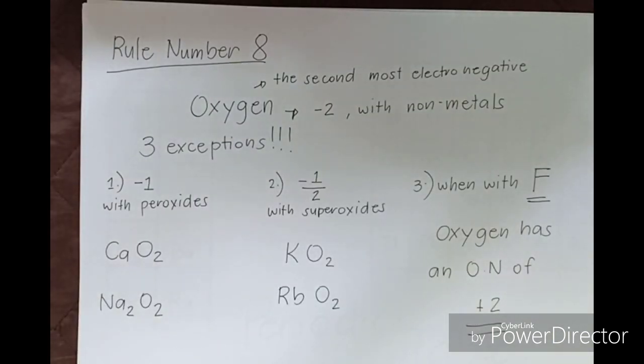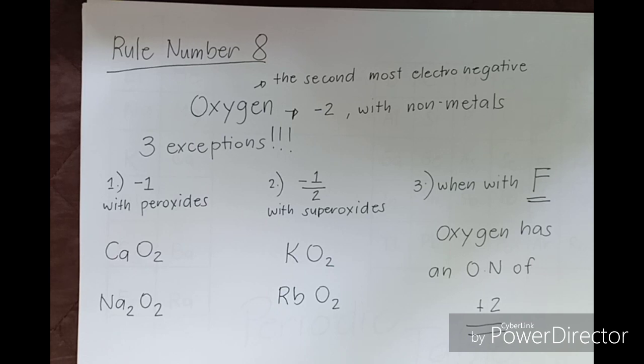Next, we have rule number 8. With nonmetals, oxygen, the second most electronegative element, usually has an oxidation state of -2 in its compounds. However, there are exceptions. There are 3 cases. Number 1. Oxygen has an oxidation state of -1 in hydrogen peroxide and in other peroxides, which contain the O2 2- ion. Examples are calcium peroxide and sodium peroxide, which is a strong base. Number 2. For superoxides, oxygen has an oxidation state of -1/2, which contain the O2- ion. Examples are potassium superoxide and rubidium superoxide.